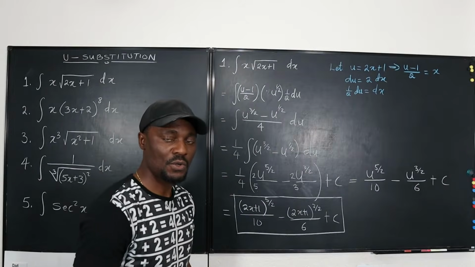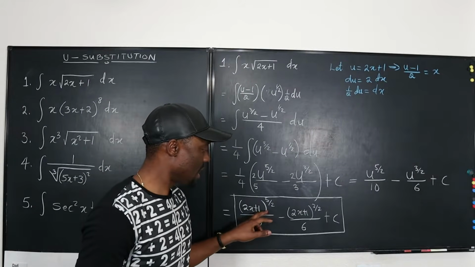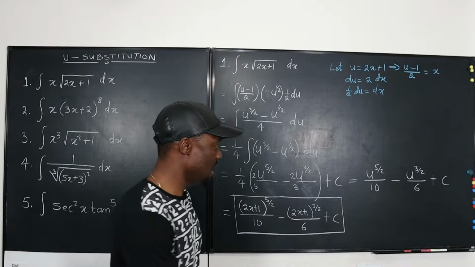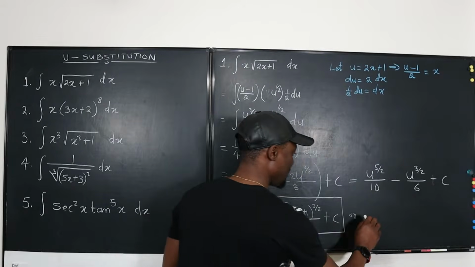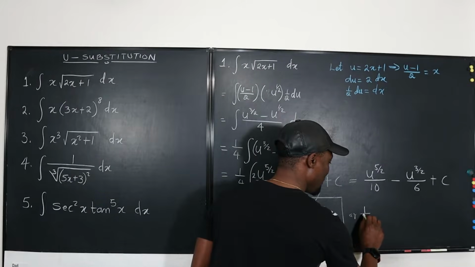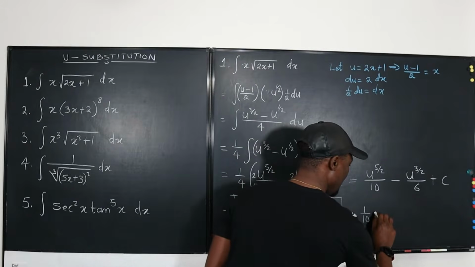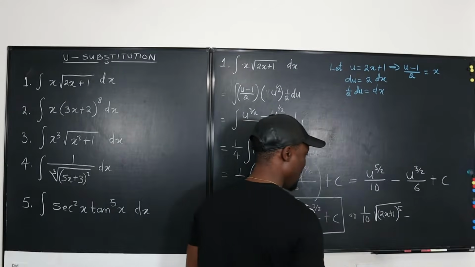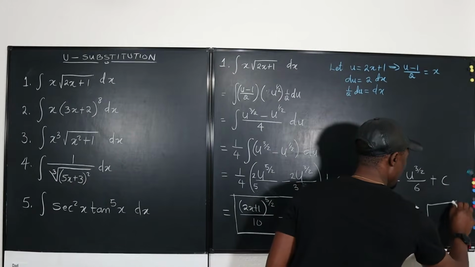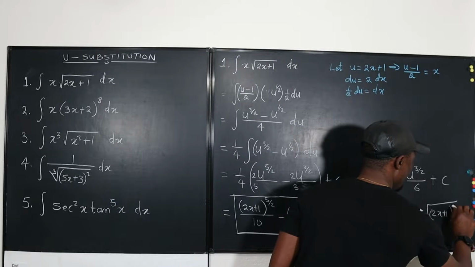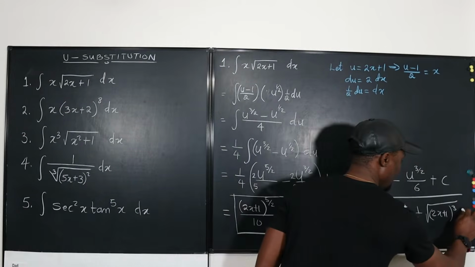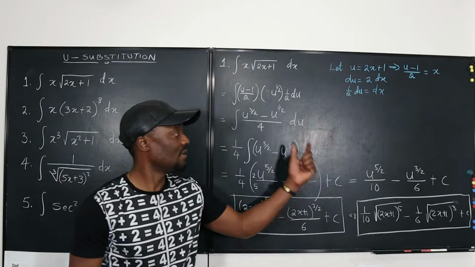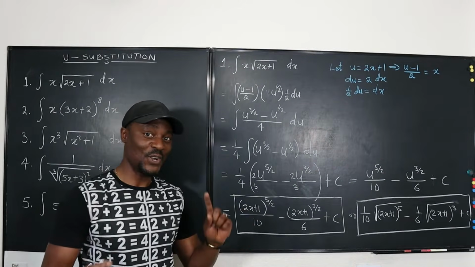Sometimes your professor wants you to write this to look like this, so you might as well change this power to square root. So you can say that your answer is, I would like to write it this way, 1/10 of the square root of (2x plus 1) raised to power 5, minus 1/6 square root of (2x plus 1) raised to power 3. So whichever way you like this, plus c. Whichever way you like this answer or this answer, and that's how that works. Let's go to the second one.